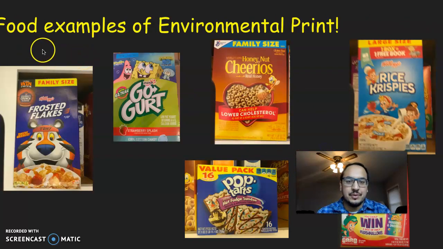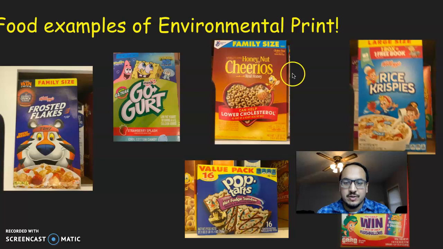Here are some examples of environmental print that I had in the kitchen at my house. Anyone know what this cereal is with Tony the Tiger on it? These are Frosted Flakes. I wonder what this is with SpongeBob and Patrick and Squidward. Does anyone ever have these at their house? They're called Go-Gurt, and they're a type of yogurt. So you might know that just by seeing it. And we don't even have to read the words. We just might know it because we know what it looks like.